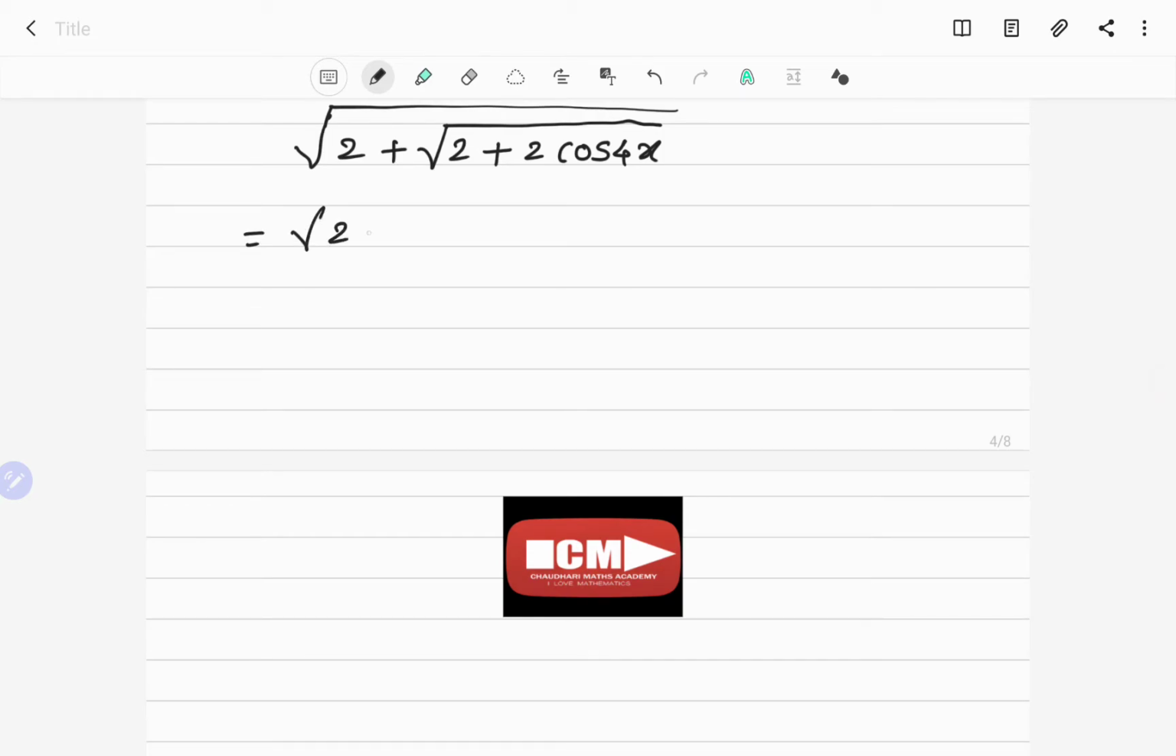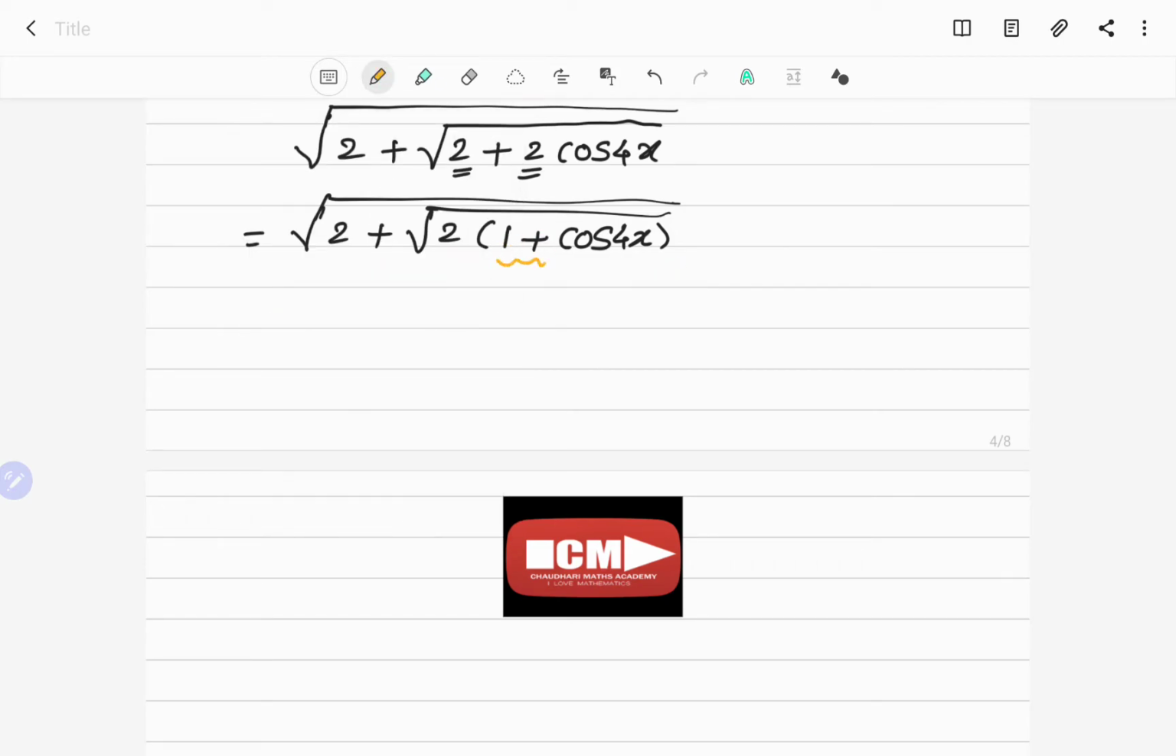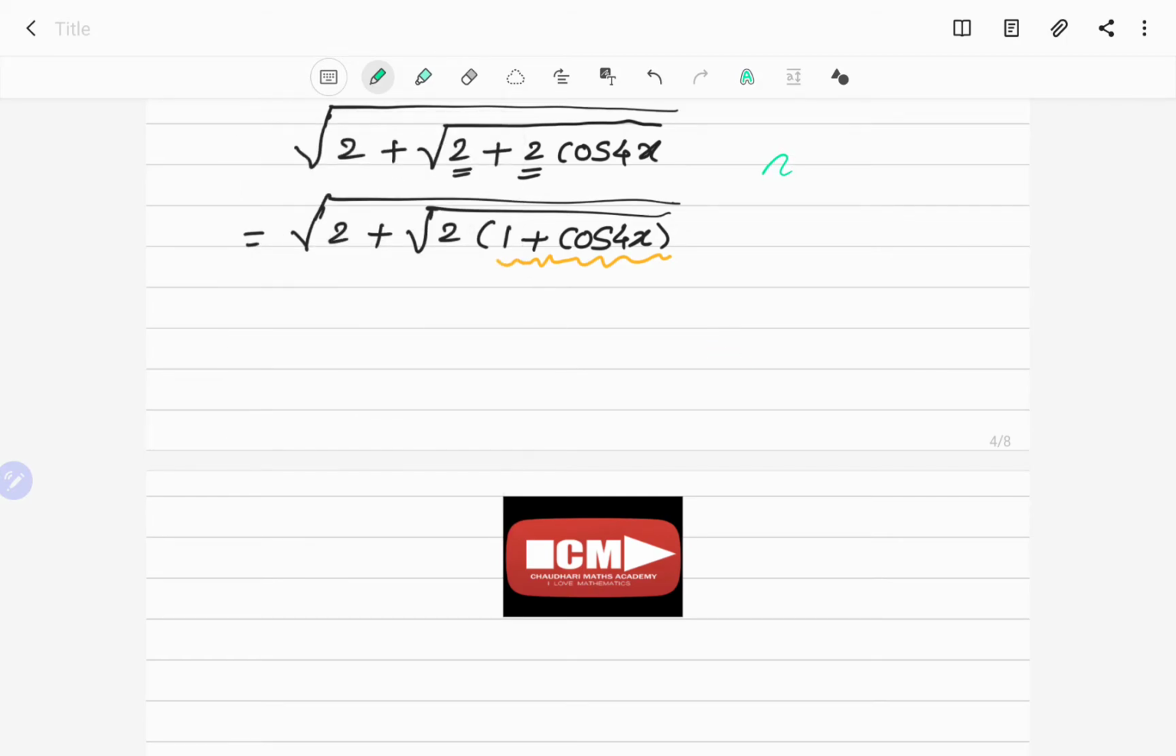It's very simple. So this is 2 plus, keeping the first square root as it is. If you observe, this 2 is common inside the second square root. It becomes 1 plus cos of 4x. Then the real task is to simplify this thing, 1 plus cos of 4x. For that, you have to use this very useful formula: 1 plus cos 2 theta is 2 cos square theta. If you remember, this is the important formula.